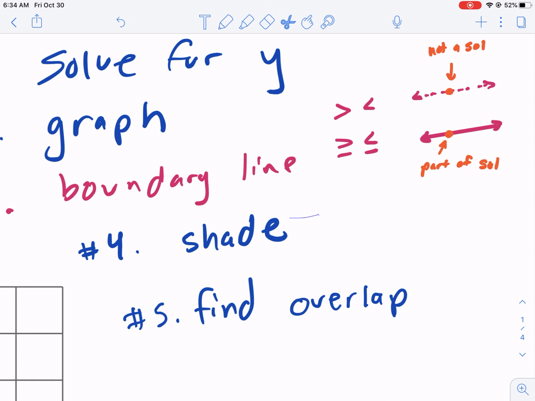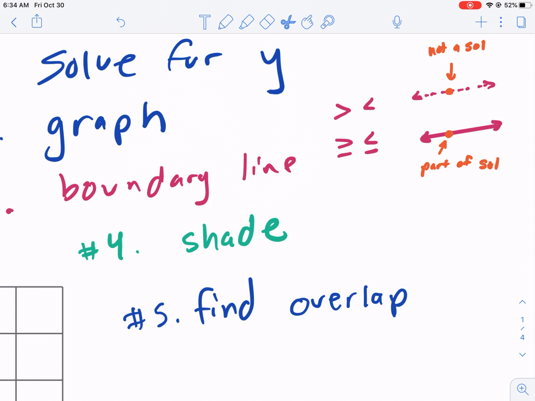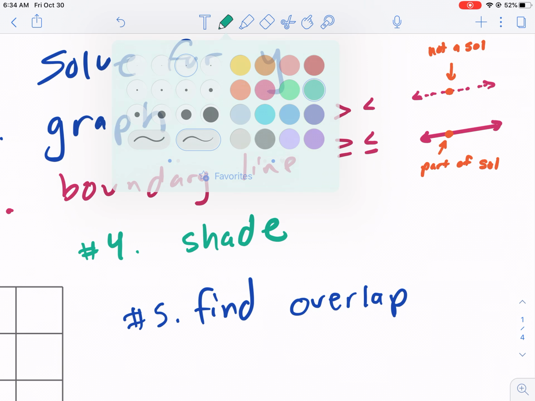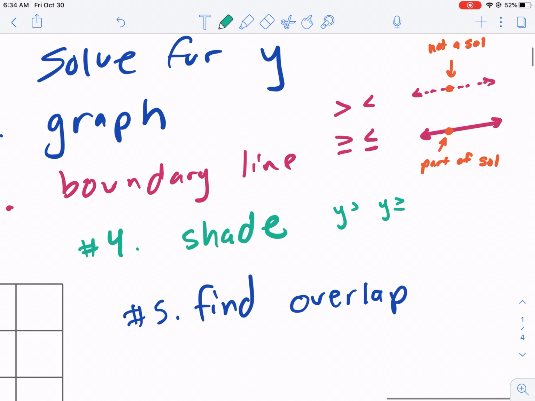Now, when we're talking about shading, so let's get this going. Let's make it green. When we shade, now we're looking at something a little bit differently. What we're looking for is the possible solutions. So if we see y is greater than or y is greater than or equal to, y is the vertical axis. So if it's greater than, that means up. That means we will shade up.